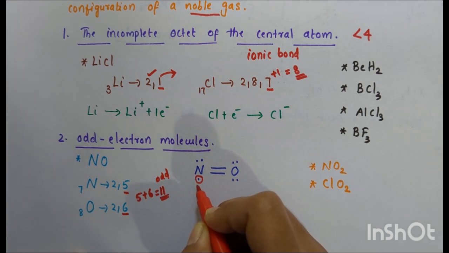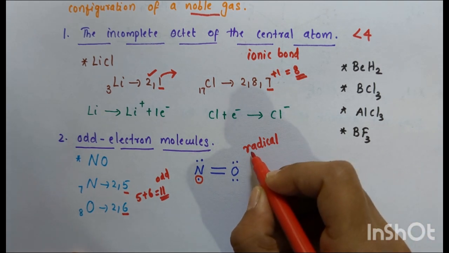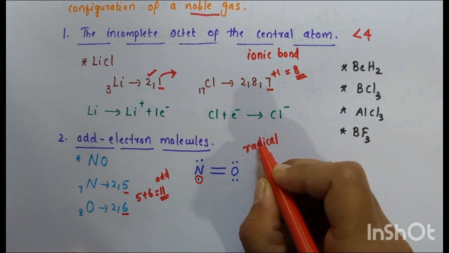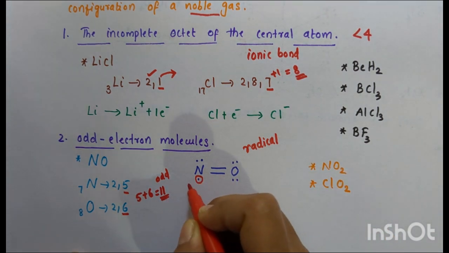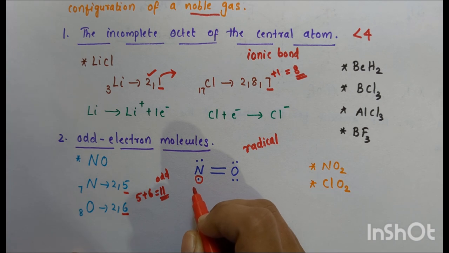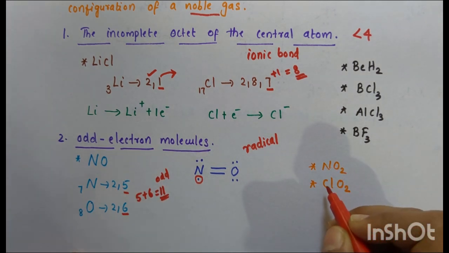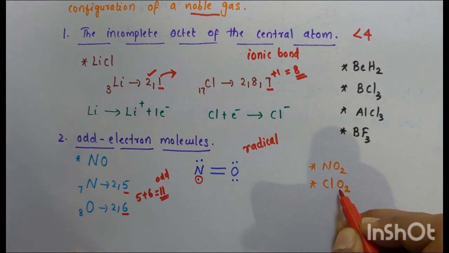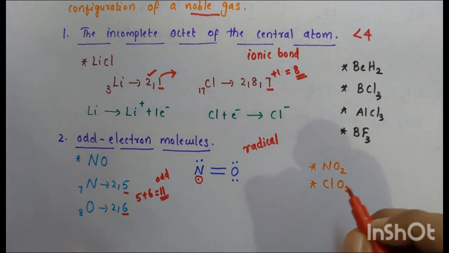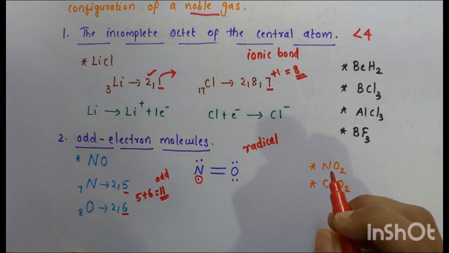Nitric oxide NO has an unpaired electron which makes it a radical. See, a radical or a free radical is a molecule or an atom or an ion that contains an unpaired electron in its outermost shell. The other examples of odd electron molecules include nitrogen dioxide NO2 and chlorine dioxide ClO2 radical. These molecules cannot satisfy the octet rule for all atoms due to the presence of an odd number of electrons.